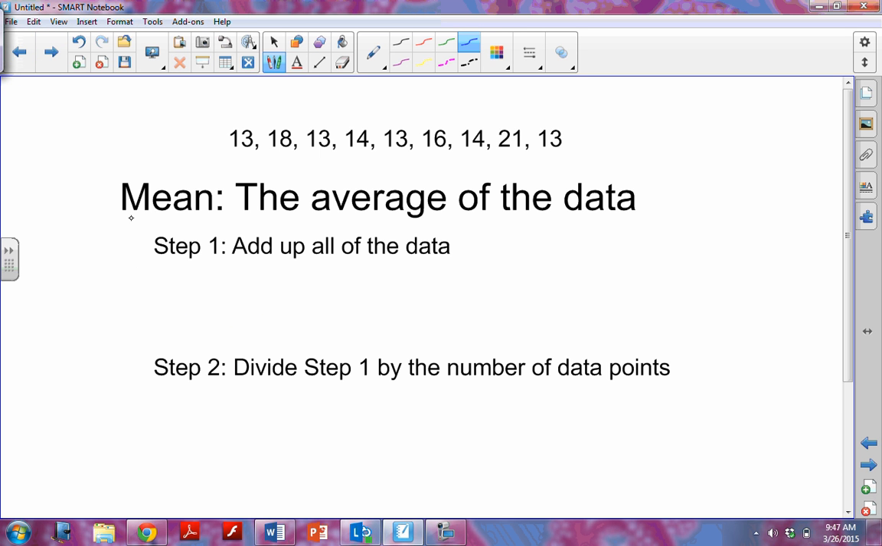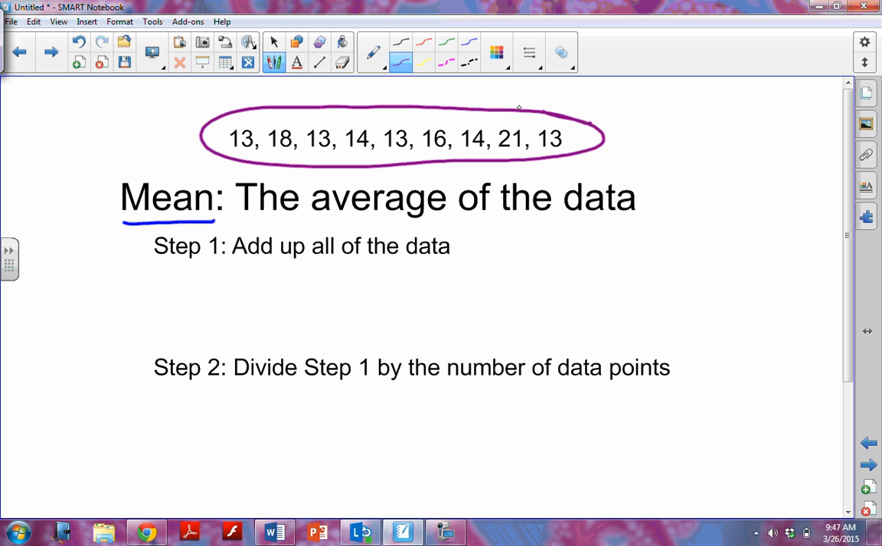So the mean is the average of the data. We have this data set up here at the top, and we're going to use that for all of the examples in this video. So the mean has two steps. Step one is to add up all of the data. So I'm going to take 13 plus 18 and add up all of my numbers.